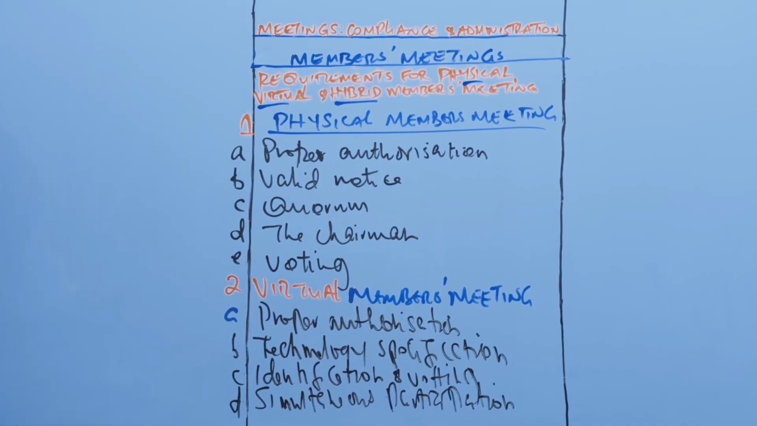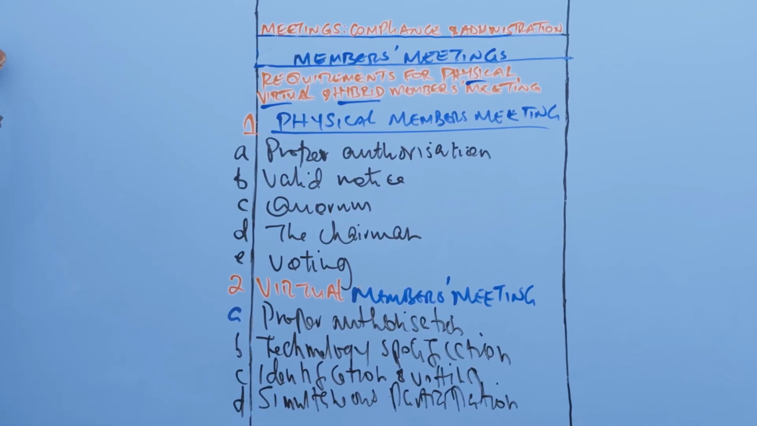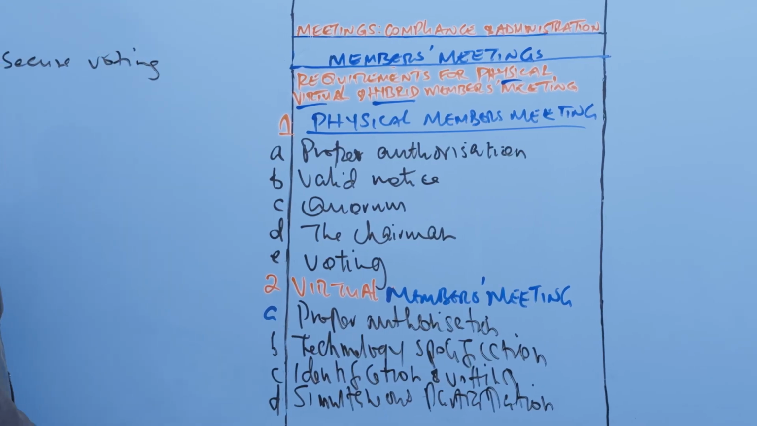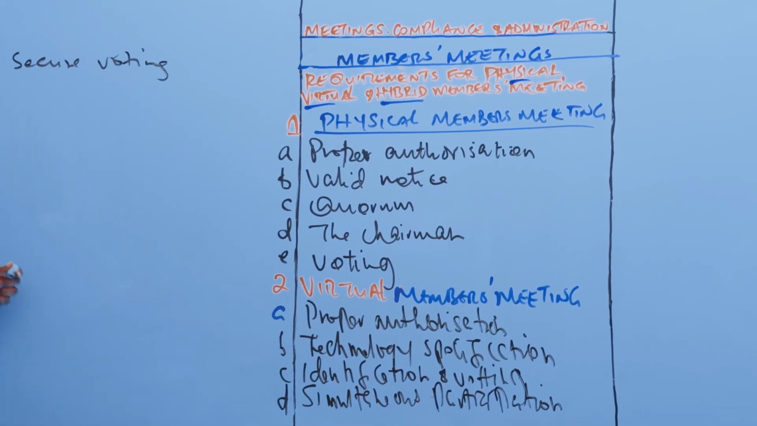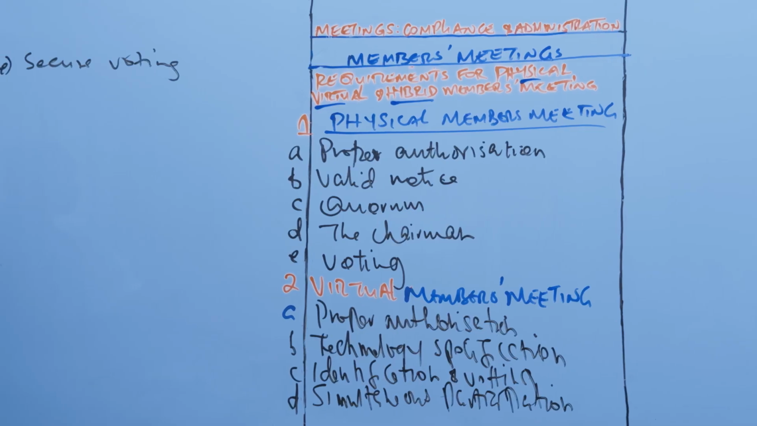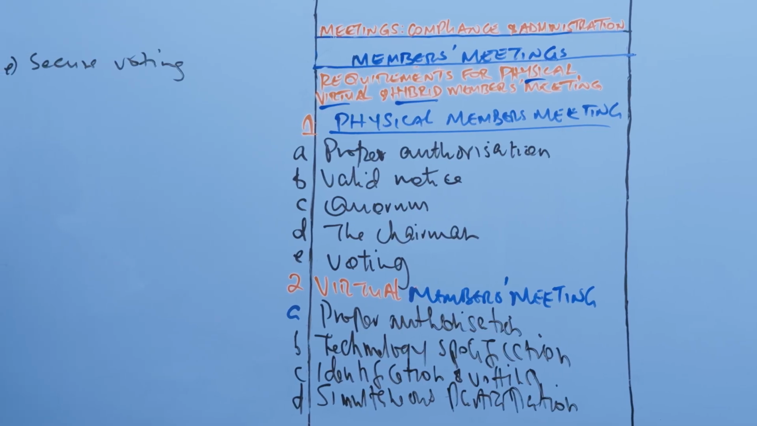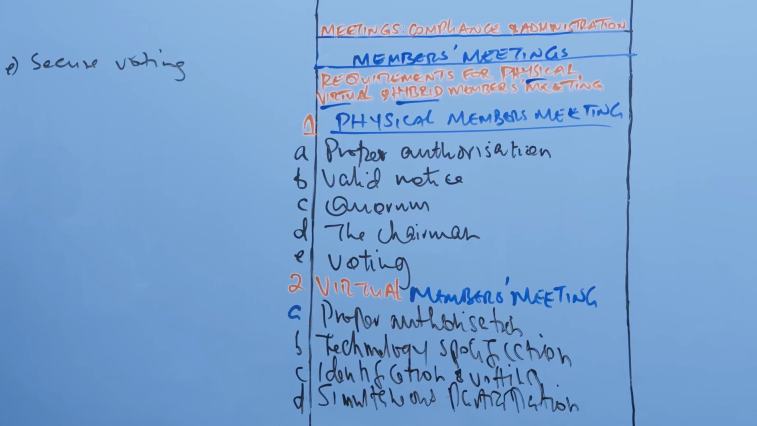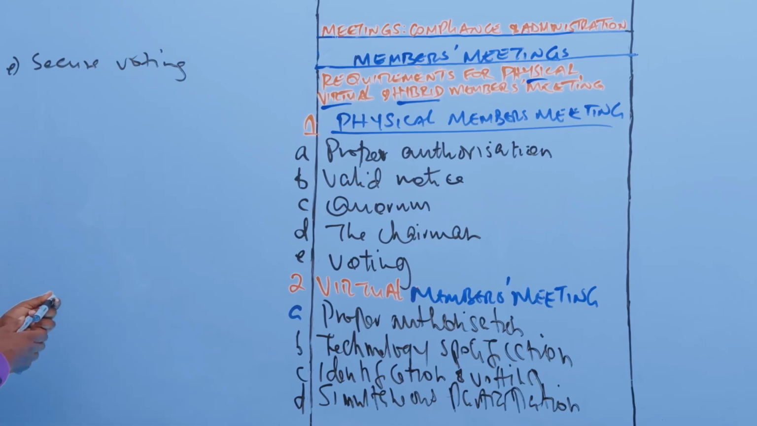Then lastly, we have secure voting is a requirement when holding a virtual meeting. There must be a transparent electronic system for casting and also tallying votes that provides an audit trail. So these are the requirements for holding a virtual meeting.